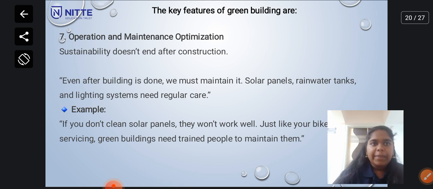Next one is operation and maintenance optimization. Being sustainable doesn't mean just making it perfect. You have to operate it and maintain it. Be it solar panels or rainwater tanks or lighting systems, anything, everything needs regular care. If you don't do your bike servicing for a long time, would you think it would work properly? You'll definitely need to do that, right? Same happens with green buildings. You should maintain them, not just make them. You also have to maintain them just like how you maintain bikes and cars, and more effectively.